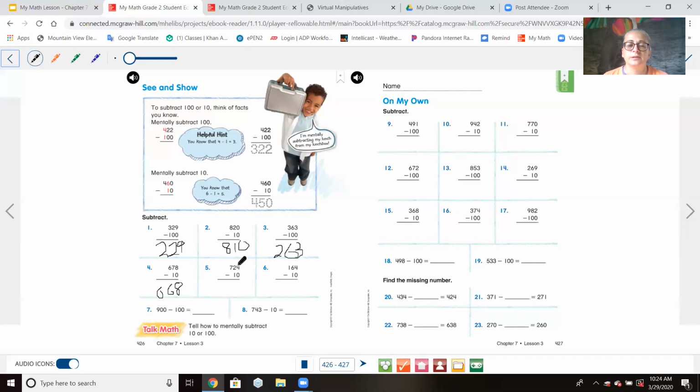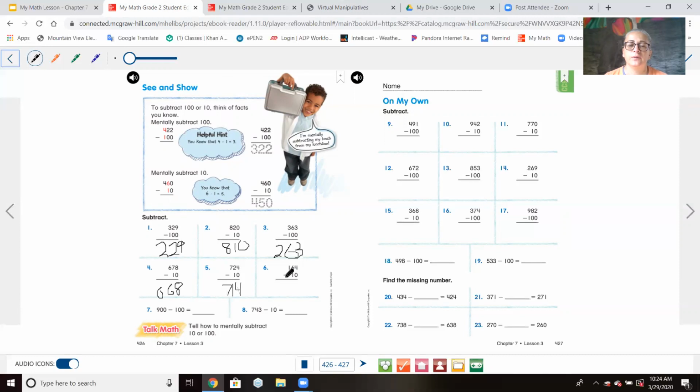Here we go with the subtracting 10 again. 4 minus 0 is 4. 2 minus 1 is 1. 7 minus nothing is 7. 724 minus 10 is 714.